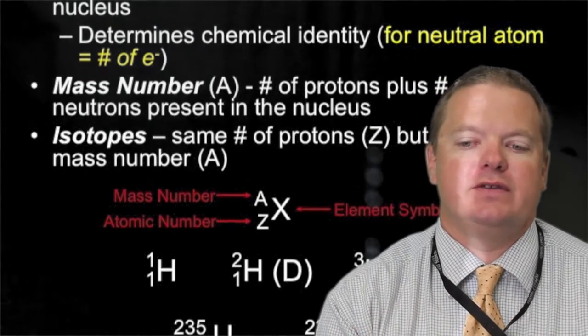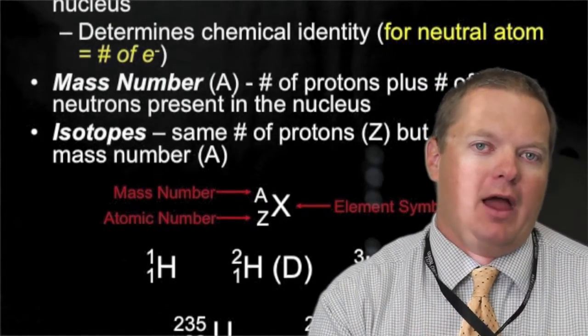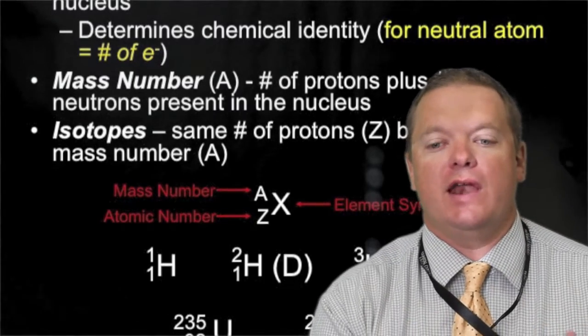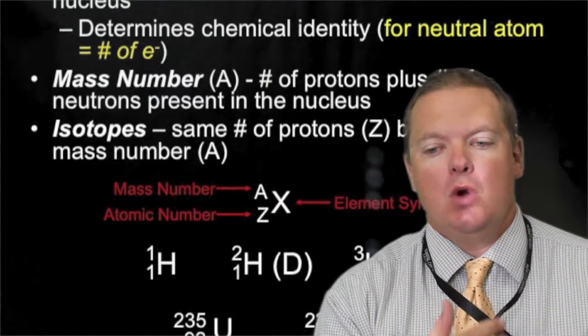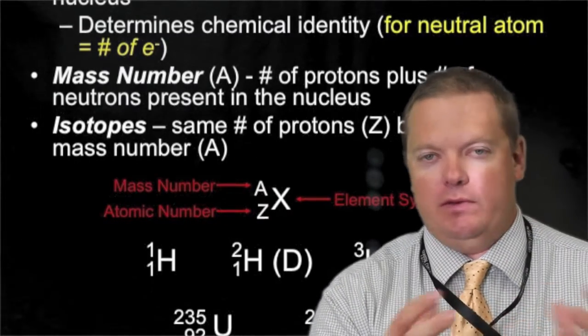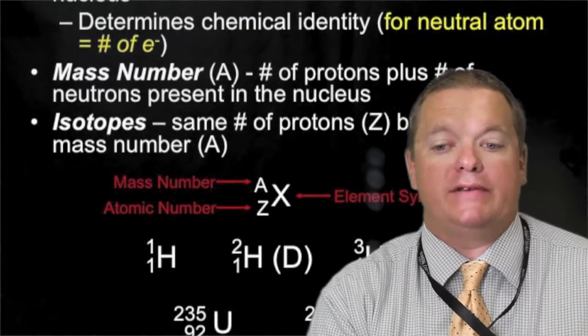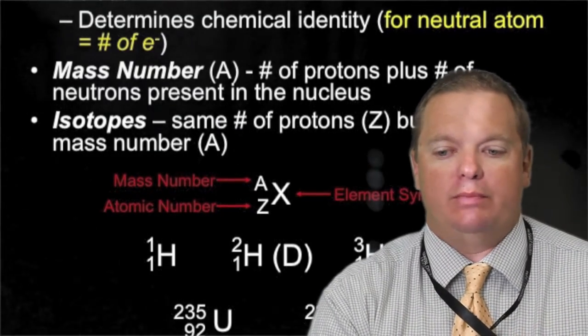An interesting thing is that these elements, while they might all have the same number of protons, can have different numbers of neutrons, which leads us to the idea of an isotope. It's the same type of element, it just has a different number of neutrons. So its mass number, A, is going to be different.